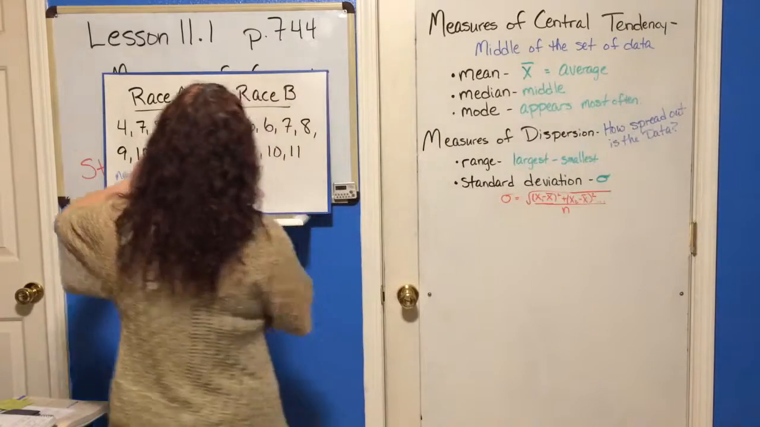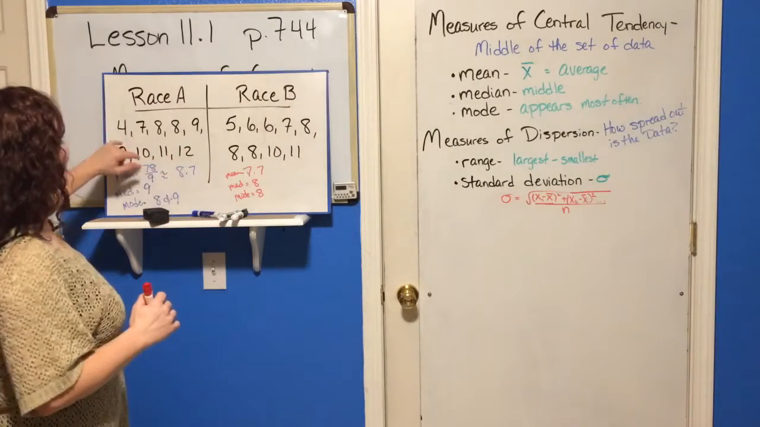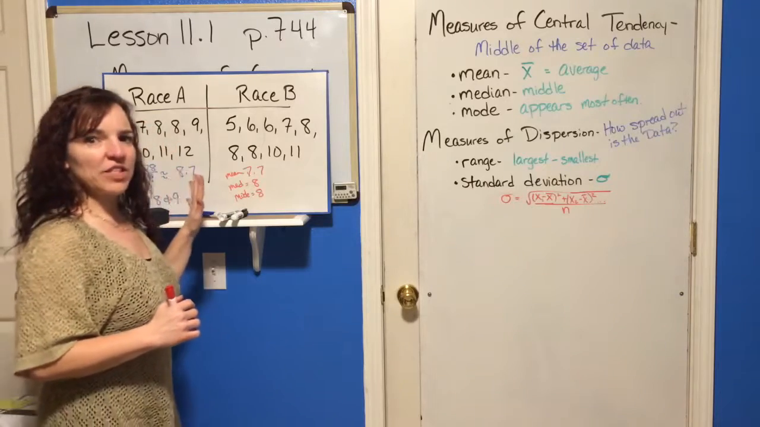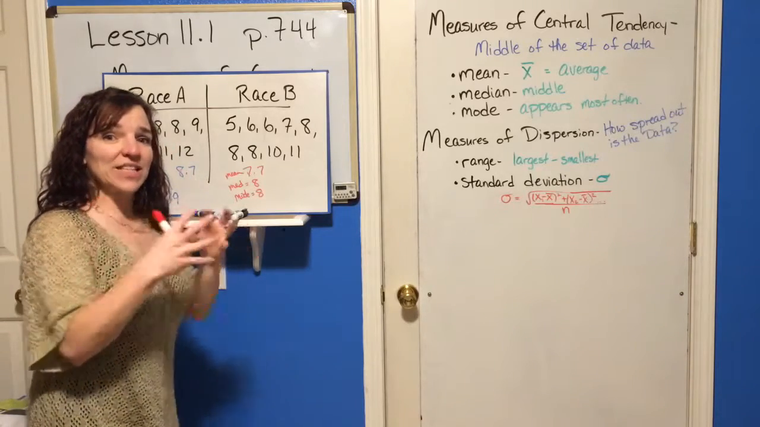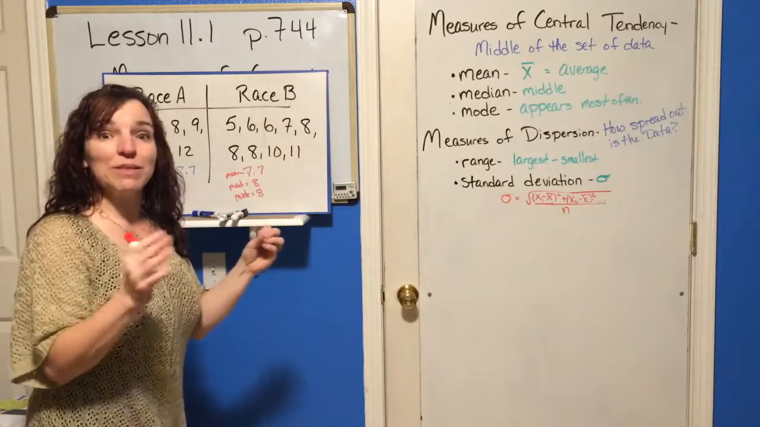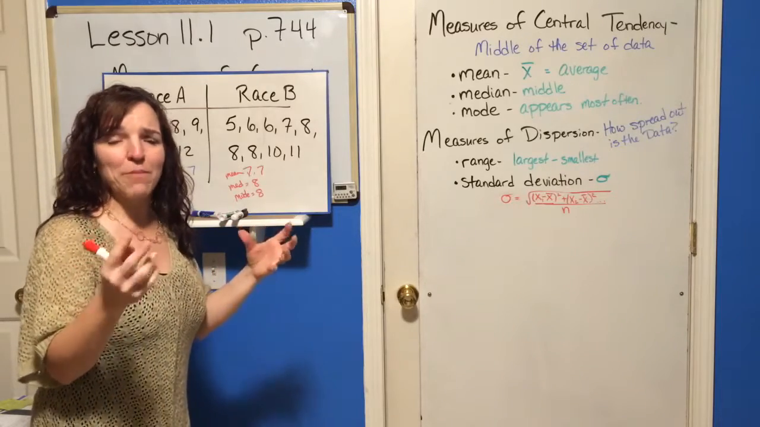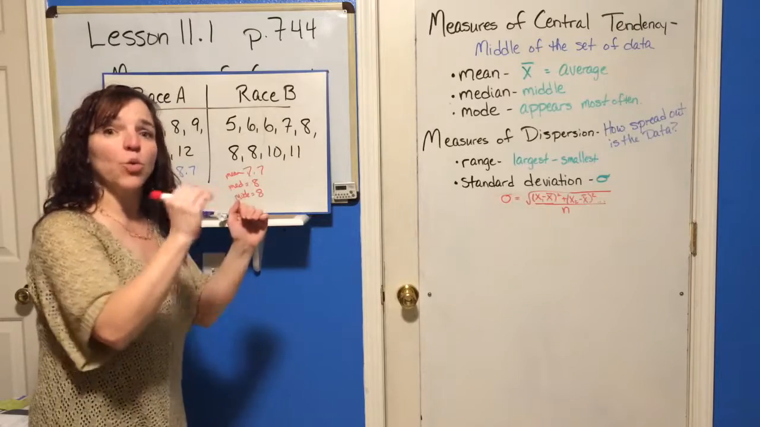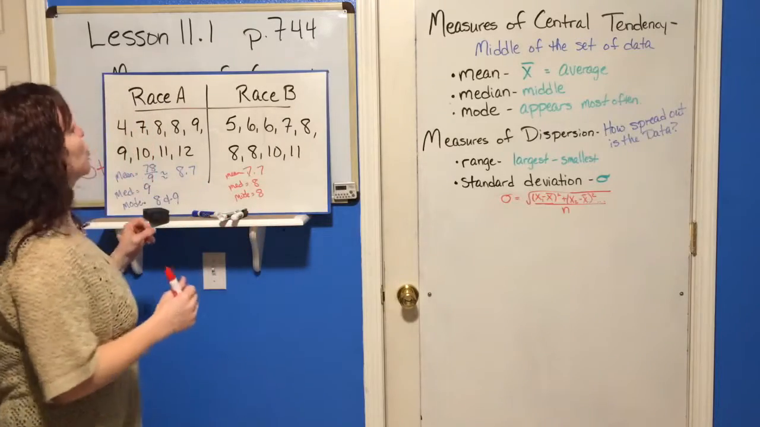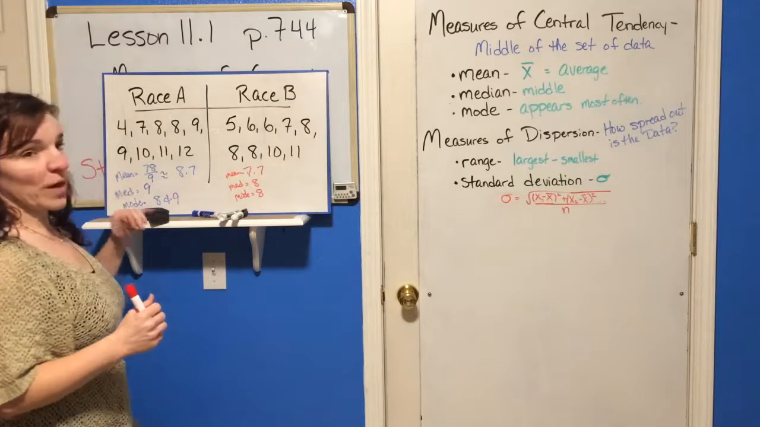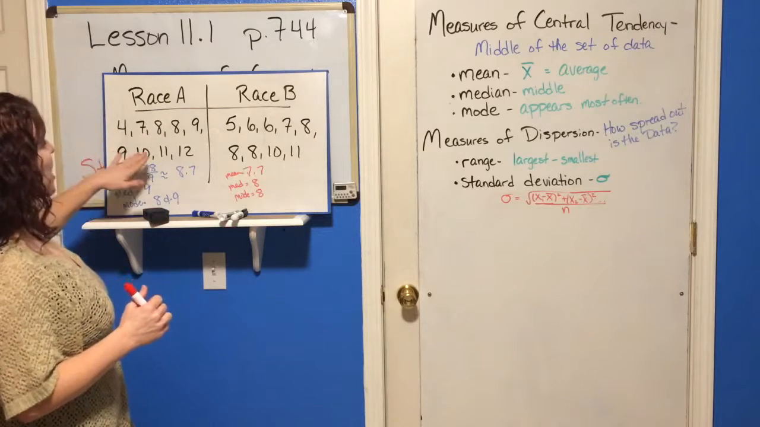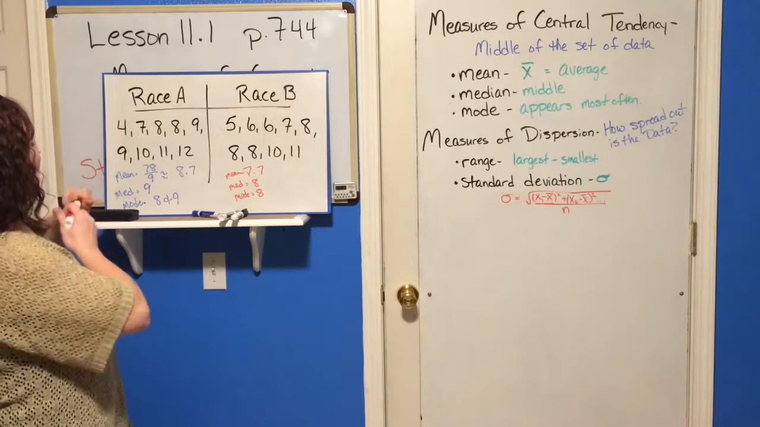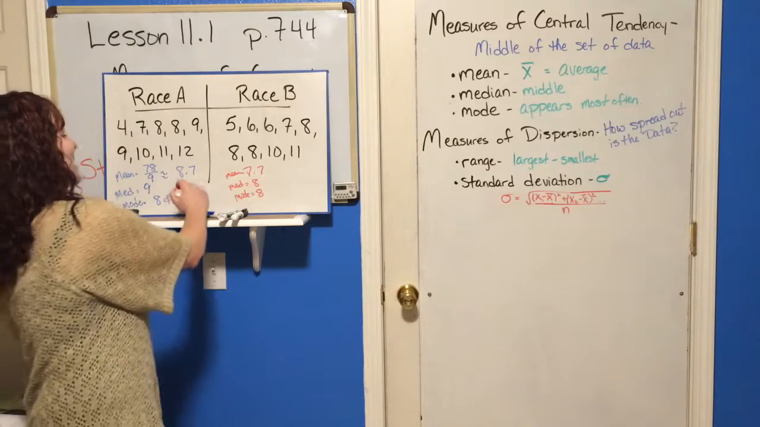So back to our original data. In this case, these were already in numerical order to make life easier for you. Some of your sets of data in your homework are not going to be in order, so don't get tripped up by that. Make sure that you put those in order when you rewrite them onto your paper, especially for the median and for the range. So you're going to take your largest, which is 12, minus your smallest, which is 4, and so your range is 8.